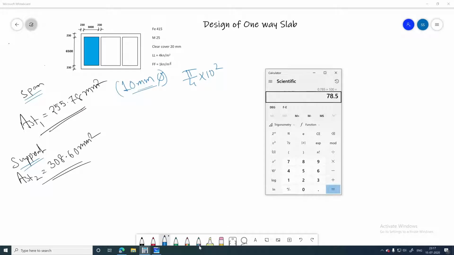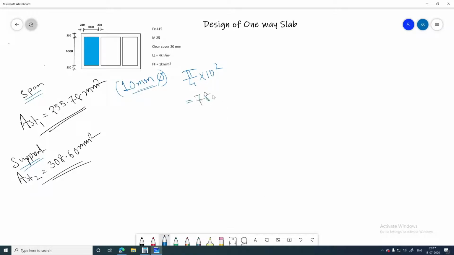That is 78.5 mm square for a single bar, right? Now let's determine the number of bars that we need to provide, because for a single bar having 10 mm dia, the area is 78.5 mm square. So let's determine how many bars are required: 255.78 by 78.5, this many bars are required. So what is the value? Let's see.